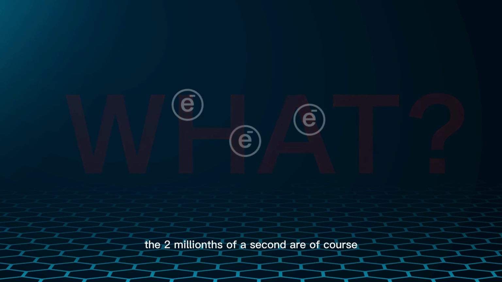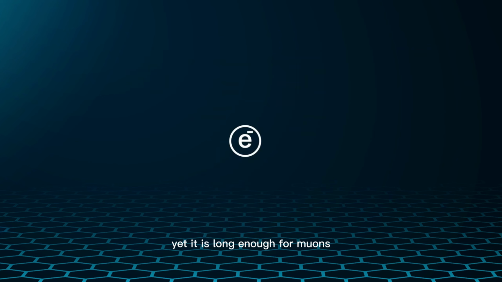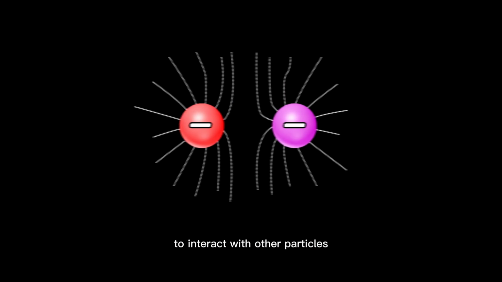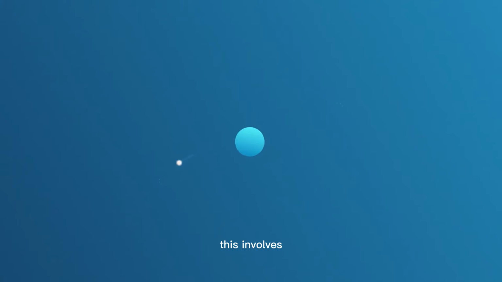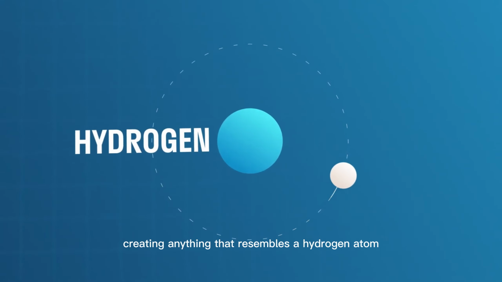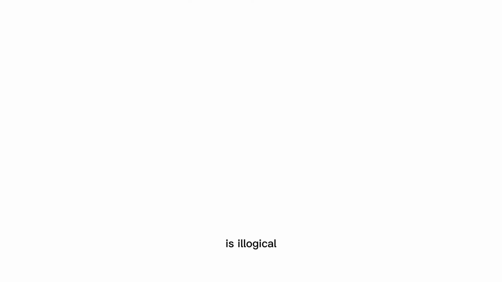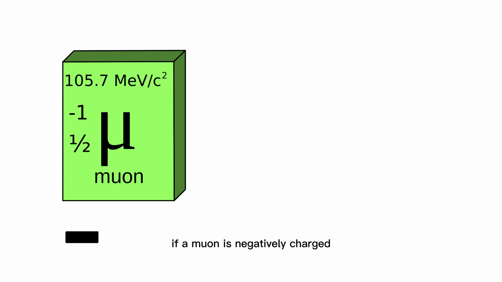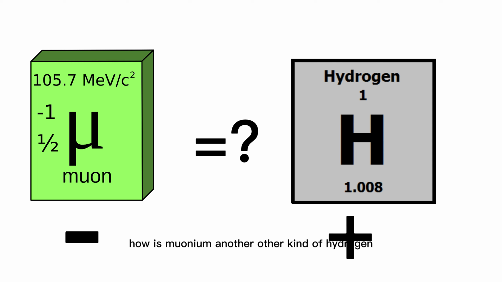The 2 millionths of a second are, of course, incomprehensibly short to us, yet it is long enough for muons to interact with other particles. Not just that, but to have connections with them. This involves creating anything that resembles a hydrogen atom. This, however, is illogical. If a muon is negatively charged and hydrogen is supposed to have a positively charged proton in its center, how is muonium another kind of hydrogen?